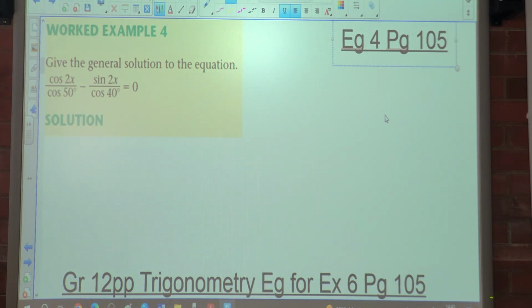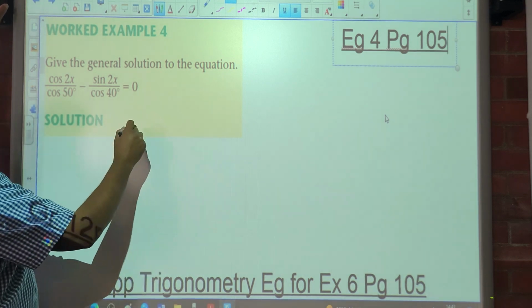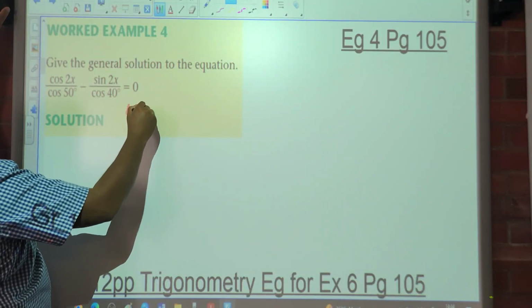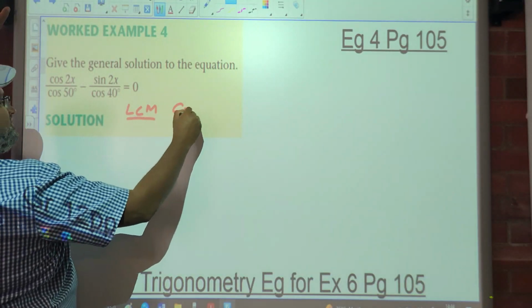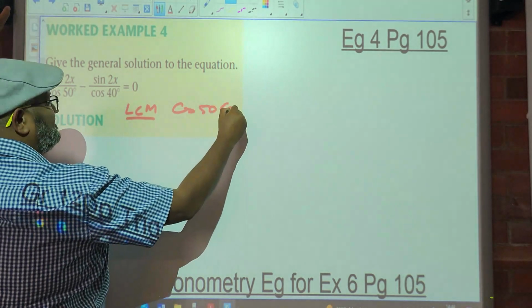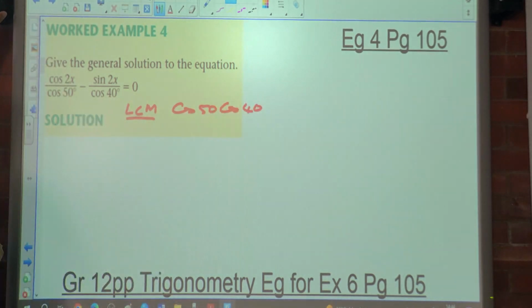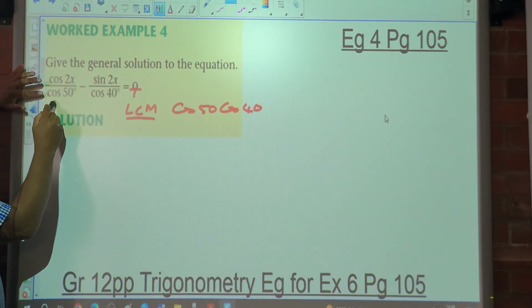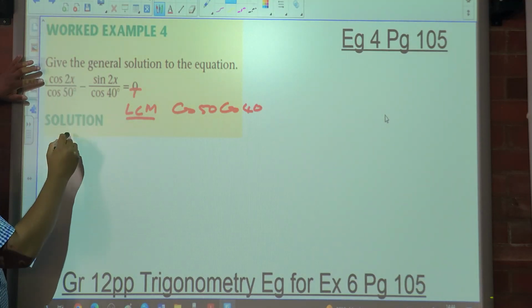What did you say, Michael? Change cos 2x to what? One of the three. That's going to make the sum more complex. Okay. LCM. Nice! Alright, so what's your LCM here? LCM is cos 50 cos 40. Nice. So this will be multiplied by cos 40 in the numerator.